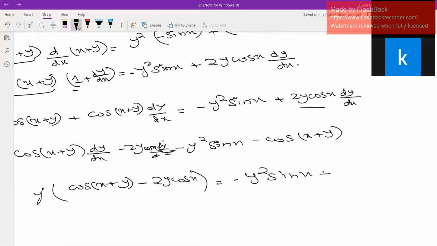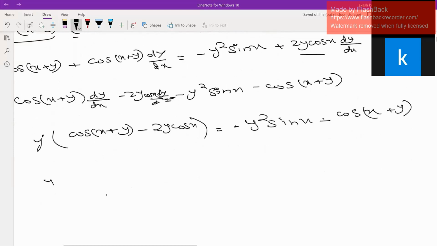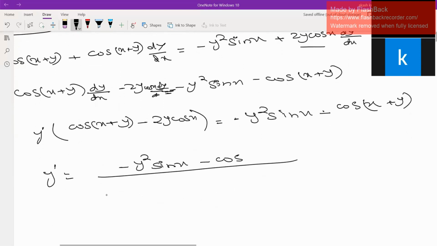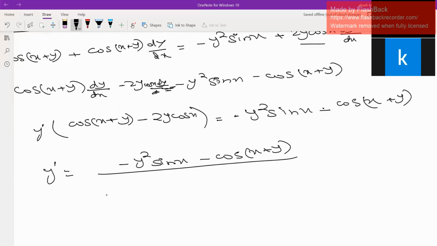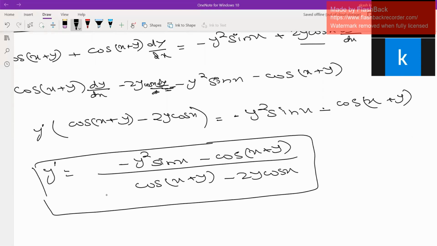It was minus y square sine x and minus cos x plus y. Is it clear? Yes. Now y dash equals minus y square sine x minus cos x plus y, divided by cos x plus y minus 2y cos x. This is the derivative of the function. Is it clear?